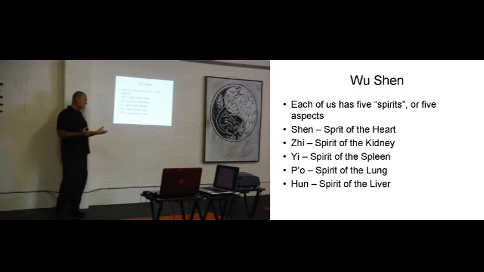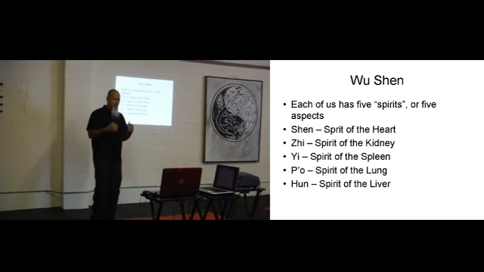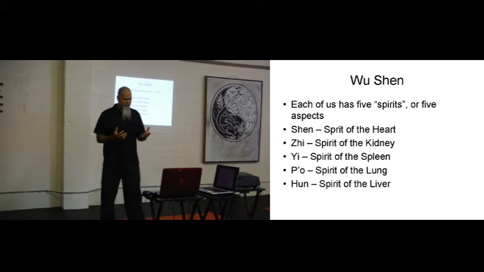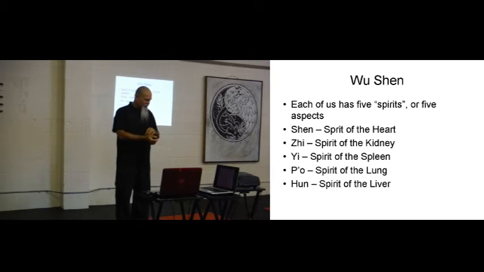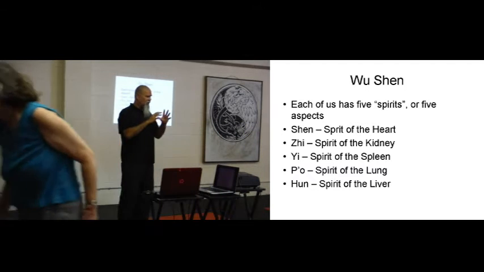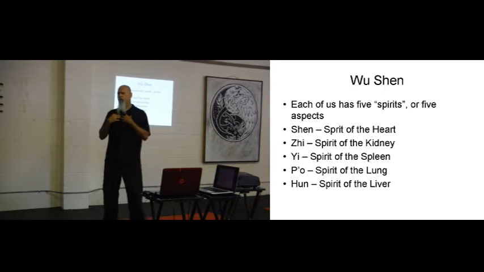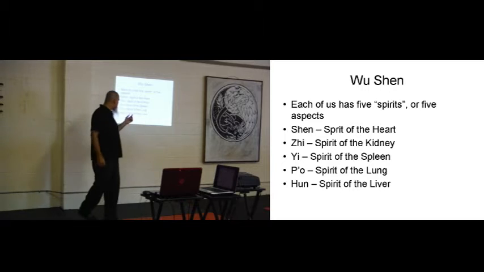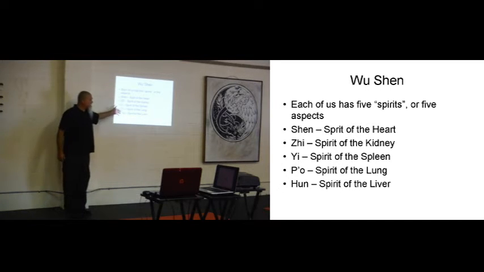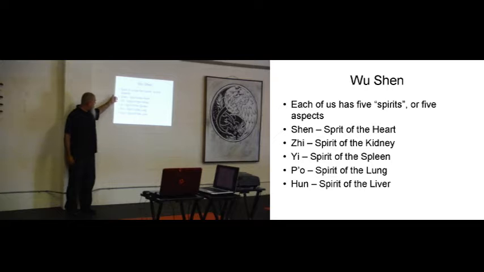We believe that your non-physical life, the part of you that exists and works day to day, is governed by 5 of your internal organs. Each of these 5 organs is very important in Chinese medicine. They're not the same as your Western medicine organs. They're particular to our medicine, but they share the same name. Shen, Zhi, Yi, Po, and Hun are the names of the 5 spirits.